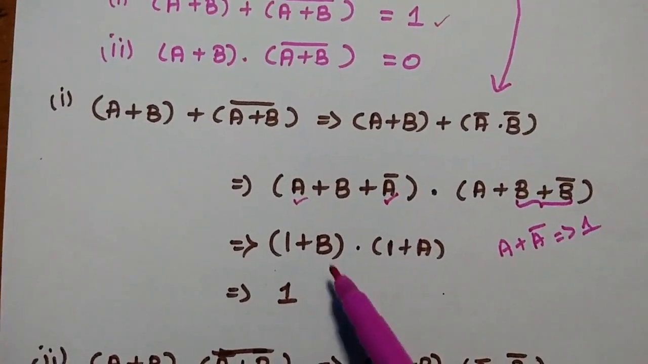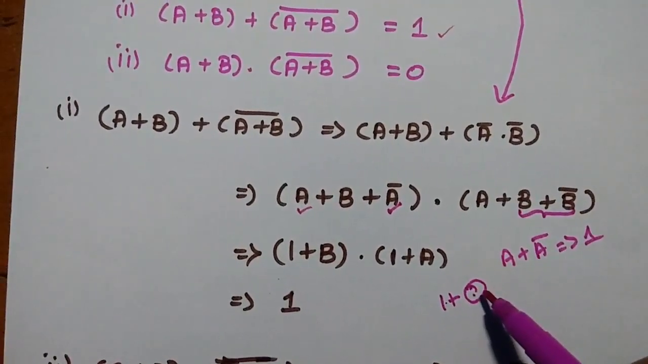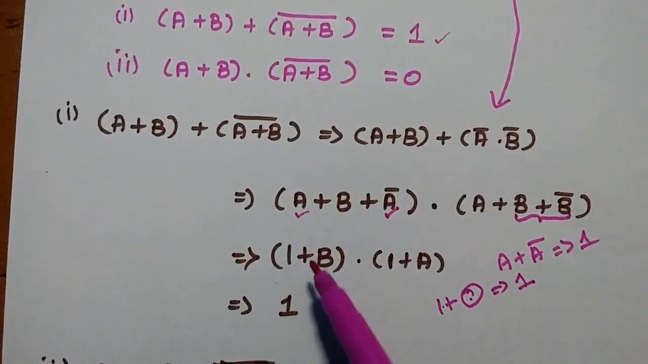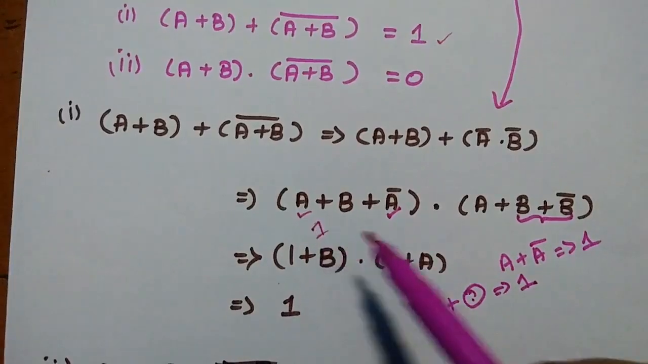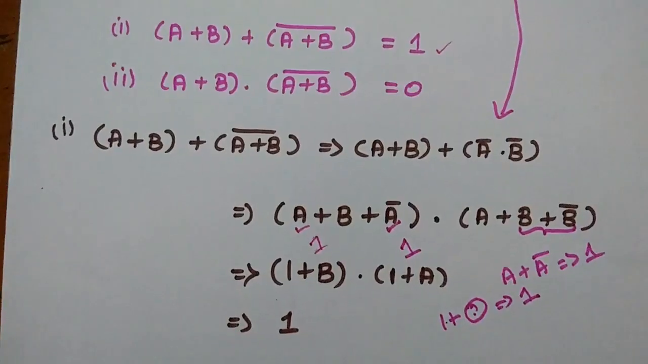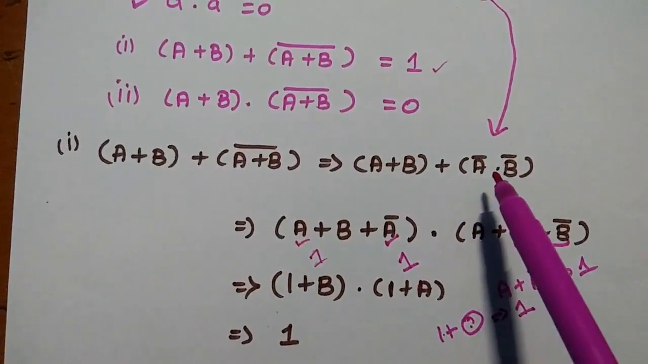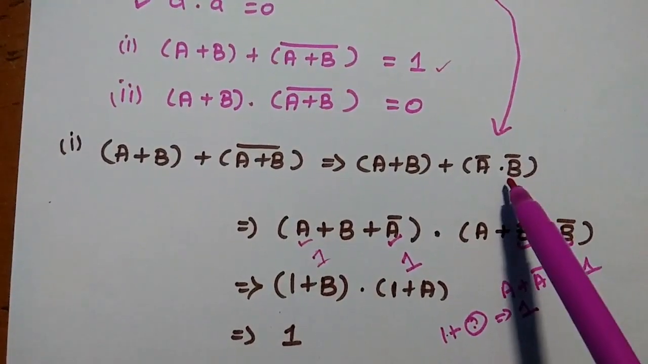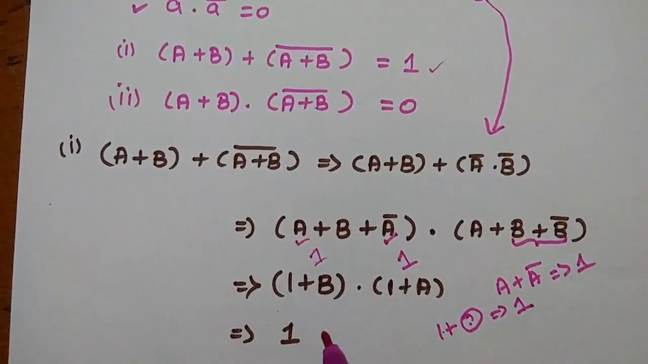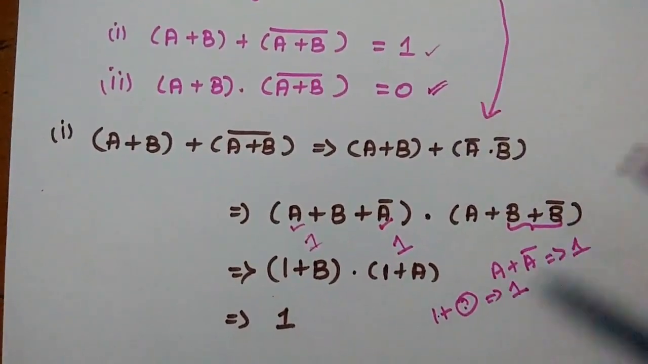So here, 1 plus any element, it can be A, B, C, whatever it may be, 1 plus any element is equal to 1. So here the resultant 1 plus B is equal to 1. 1 plus A is equal to 1. 1 dot 1 is equal to 1. So instead of this (A plus B) the whole bar, we have used A bar dot B bar. With that, we have obtained the value 1. So De Morgan's first theorem is proved. Likewise, we can prove this second statement also.